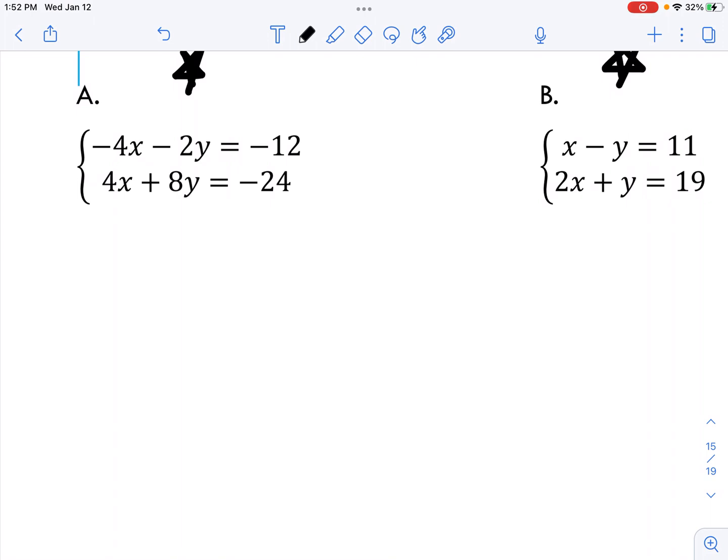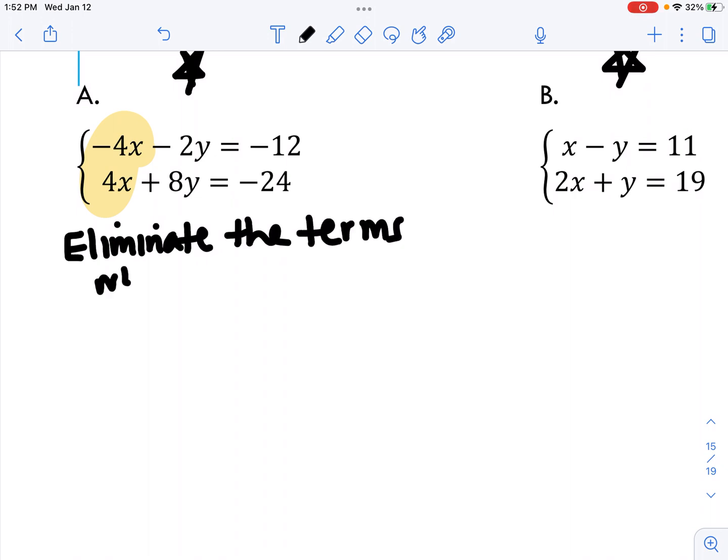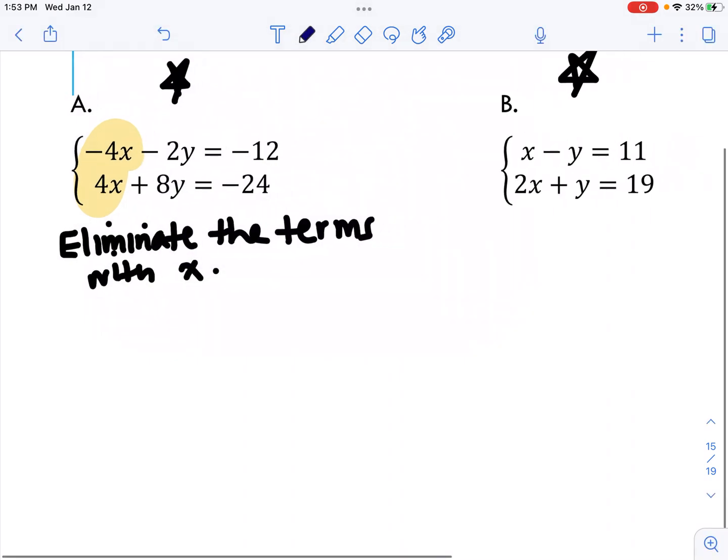In example A, we notice that negative 4x minus 2y equals negative 12, and 4x plus 8y equals negative 24. Like we said before, notice that those coefficients are opposite. Those are going to cancel out. So in my brain, I'm eliminating the terms with x. I'm just writing that there to give you an idea of what I'm doing. So I'm going to show my work here. I'm going to take both of these equations.